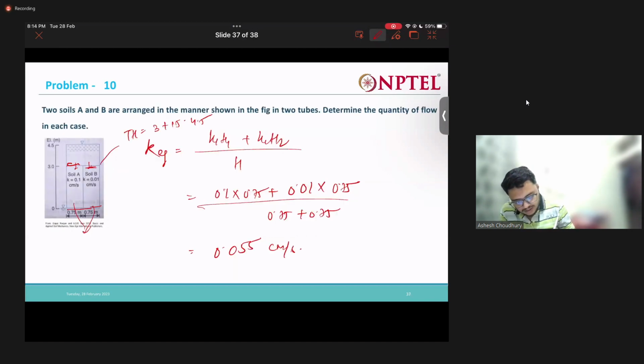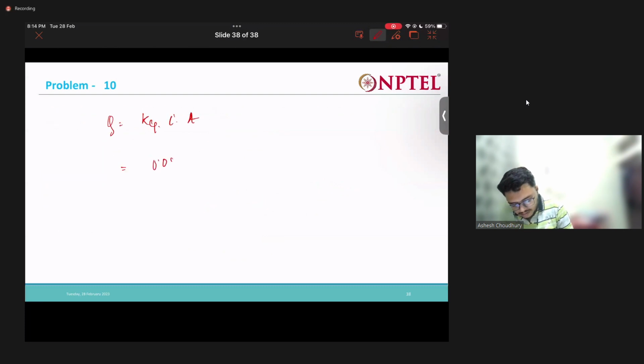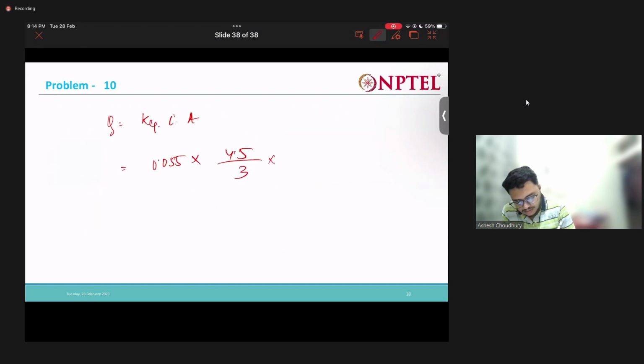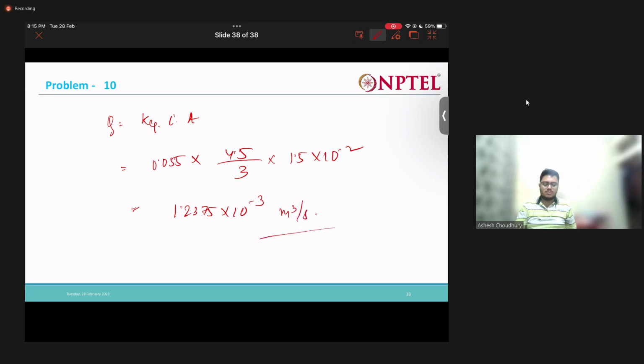The K equivalent is 0.055, 0.055 into 4.5, occurring along the length of 3 meter, into the area of cross section, which is nothing but 1.5. If we do 0.055 into 4.5 by 3, we get 1.2375 into 10 to the power minus 3 meter cube per second. Okay, so this will be the total flow.